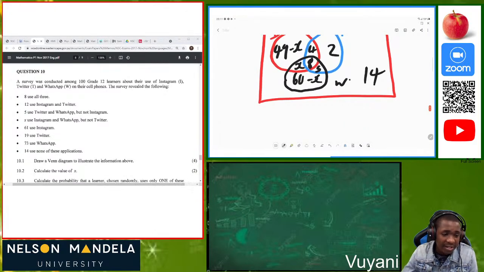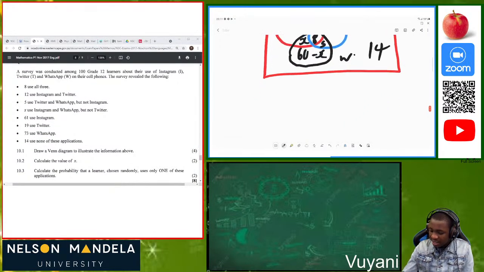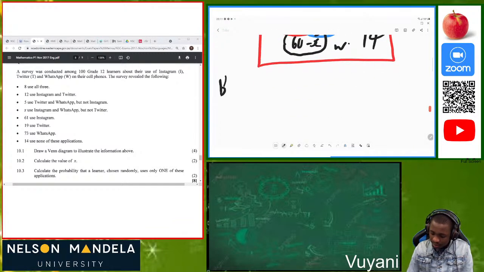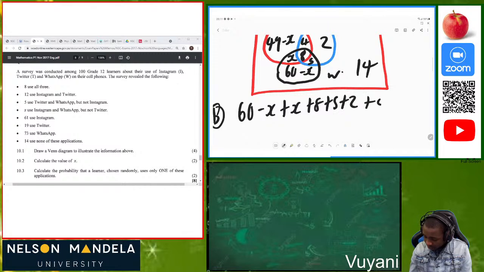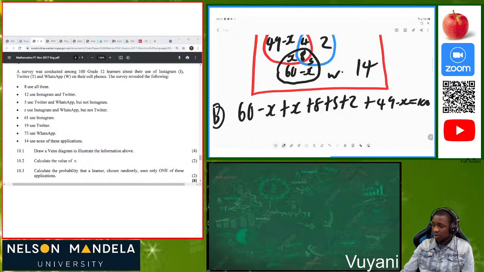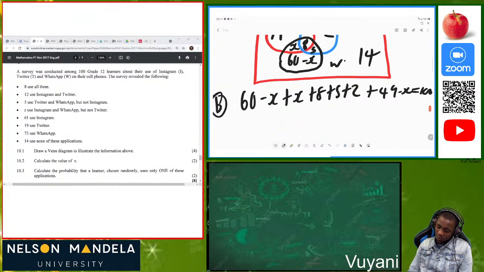All right, calculate the value of X. That's easy. We know that the symbol is total out of 100. So for this last question which I'm doing for today, 60 minus X plus X plus 8 plus 5 plus 2 plus 49 minus X must be equal to 100. The X's cancel where appropriate. 60 plus 8 is 68, plus 2 is 70, 70 plus 5 is 75, plus 49 is 142.